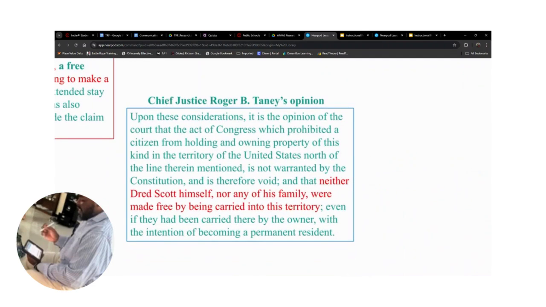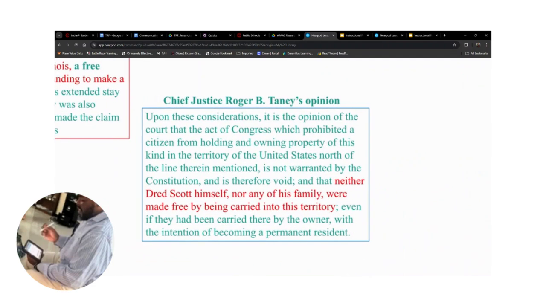Let's read what Justice Taney said. Now, Chief Justice Taney, this is the Supreme Court head justice. Is that clear there? All right, Chantel, can you read that part for us? What did Justice Taney say? It is the opinion of the court that the act of Congress which prohibited a citizen from owning property of this kind in the territory of the United States north of the line mentioned is not warranted by the Constitution and is therefore void.